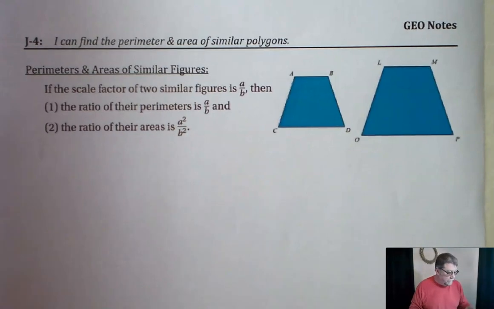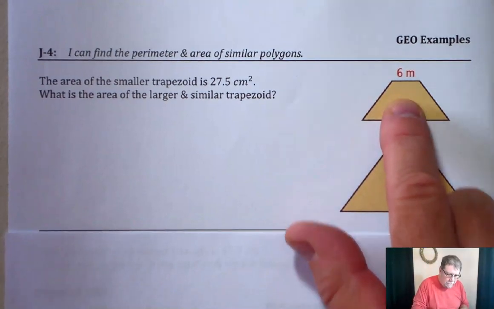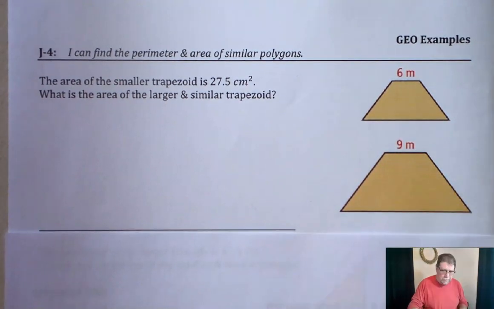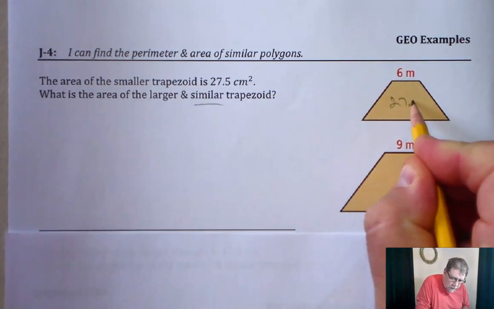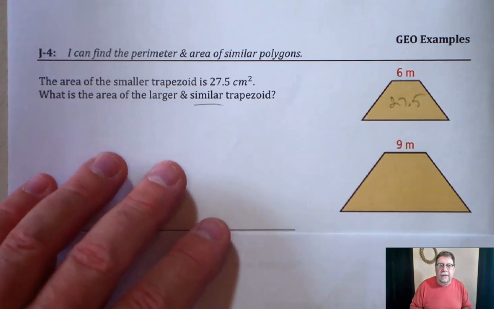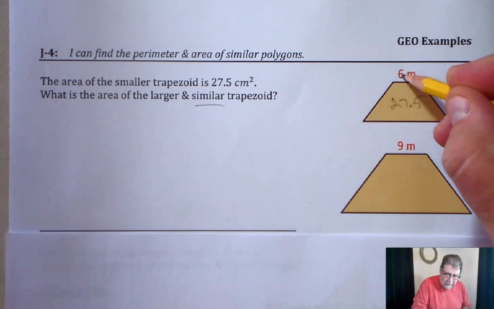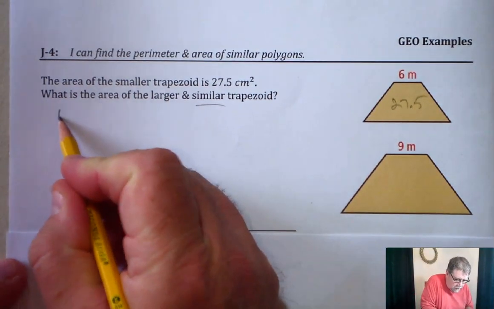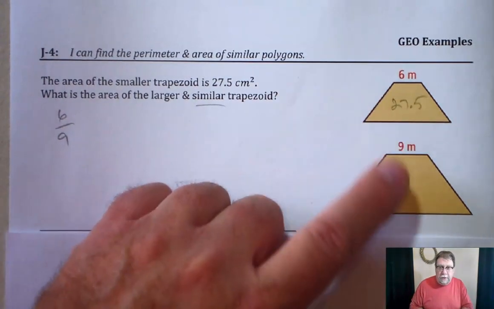Here is one of the problems I want to look at. If you know the area of the smaller trapezoid, find the area of the larger trapezoid, and we're saying that they're similar. The area of the smaller trapezoid is 27.5 square centimeters. In order to do this, I have to know the similarity ratio of one to the other. I'm going to say 6 over 9, the similarity ratio of the smaller to the larger.